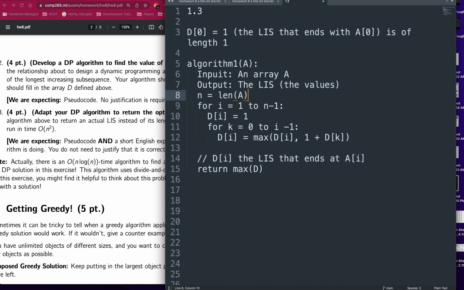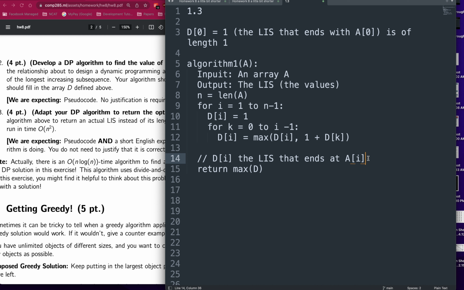The values, right? But it's actually pretty easy to modify, you can imagine. Because basically what you're trying to figure out is, once you know where the longest increasing subsequence ends, then you just need to figure out where that ending value previously came from. So looking at this, you have DI. The biggest value for this DI is telling you the index of the last element, because DI is the longest increasing subsequence that ends at AI.